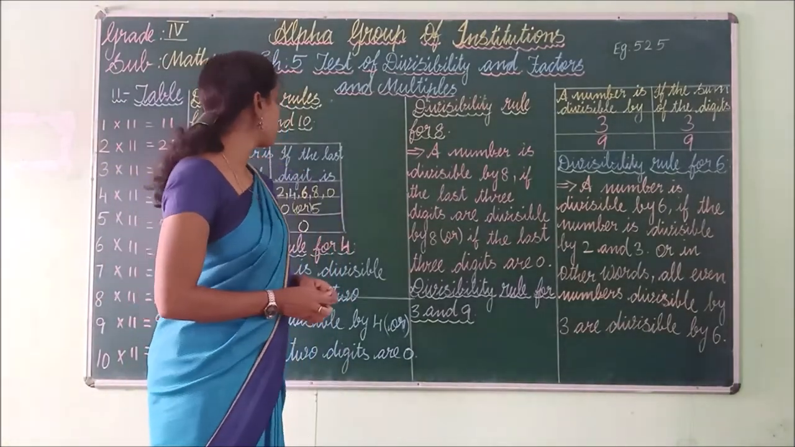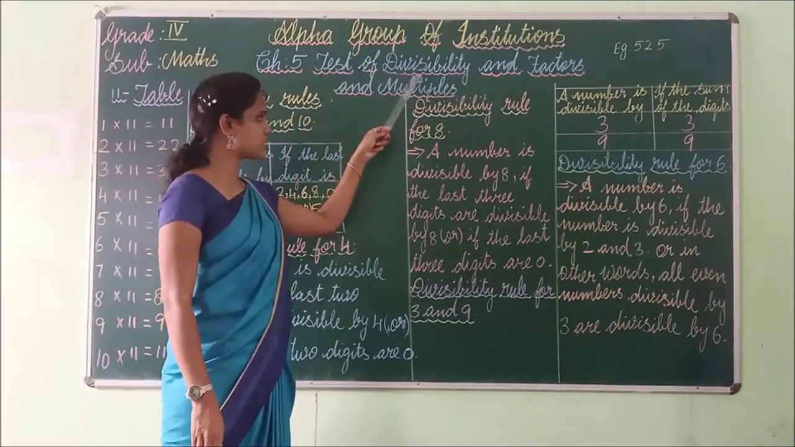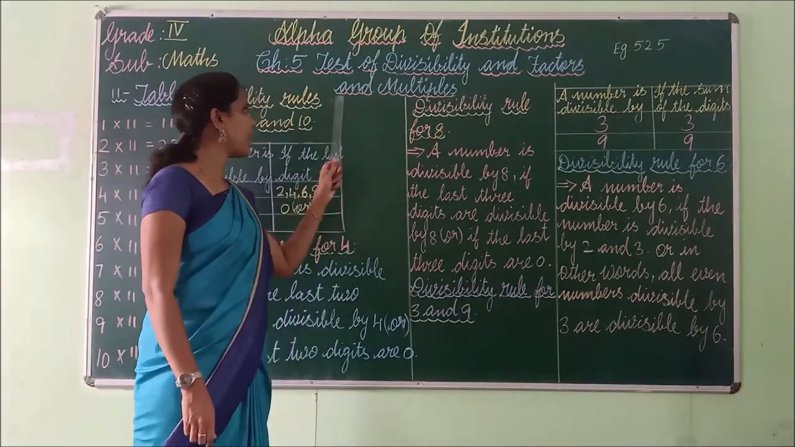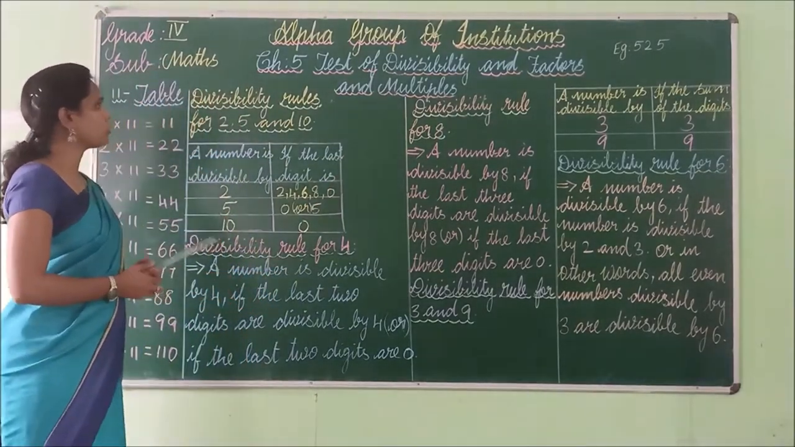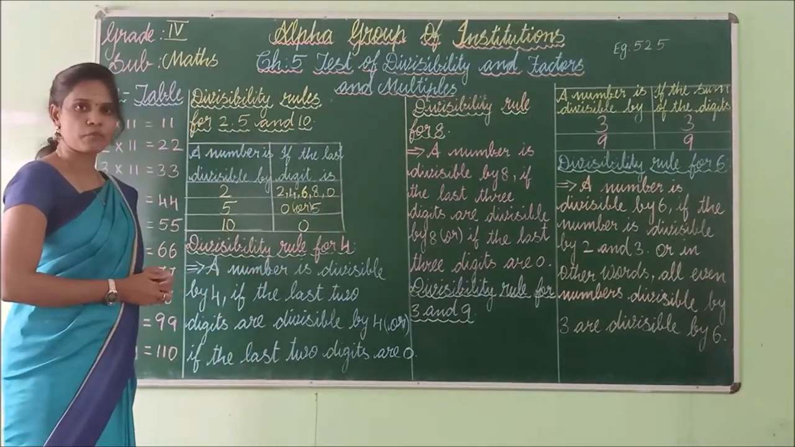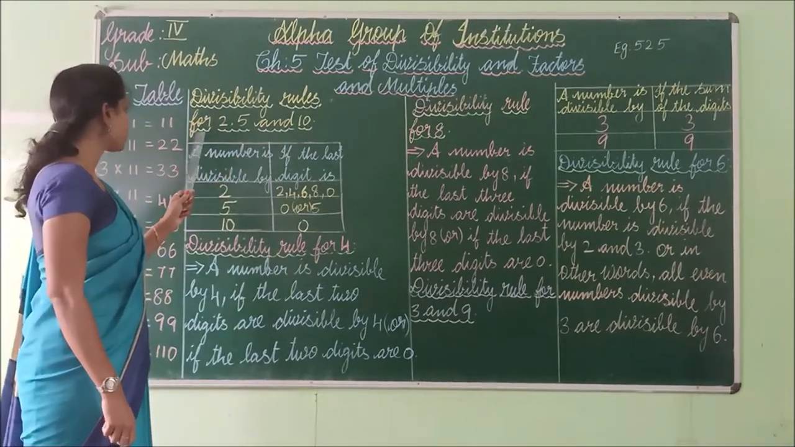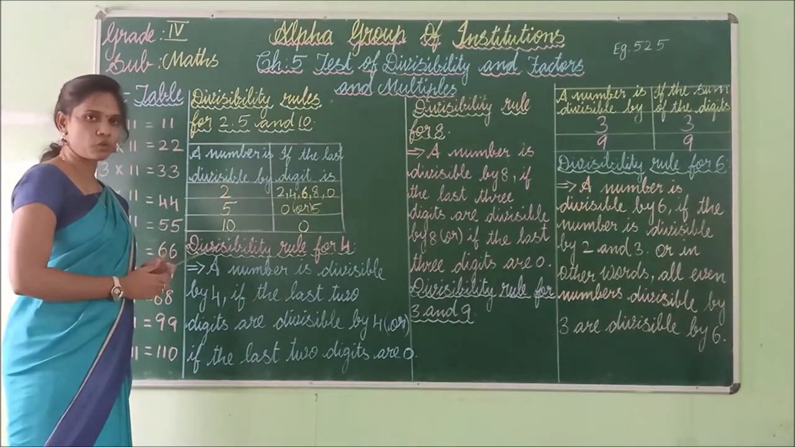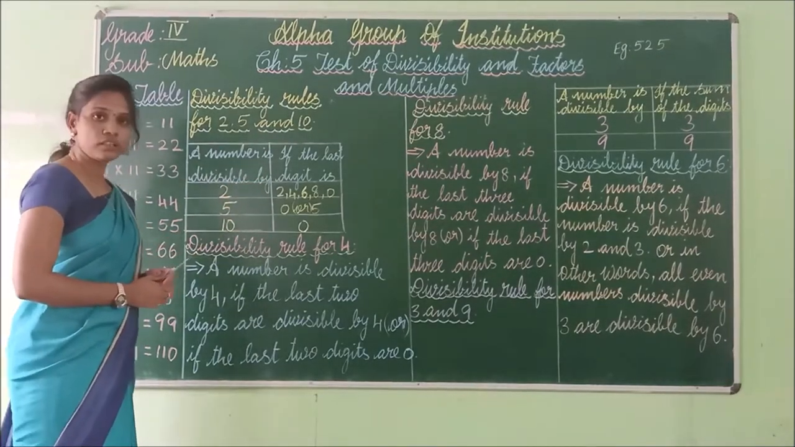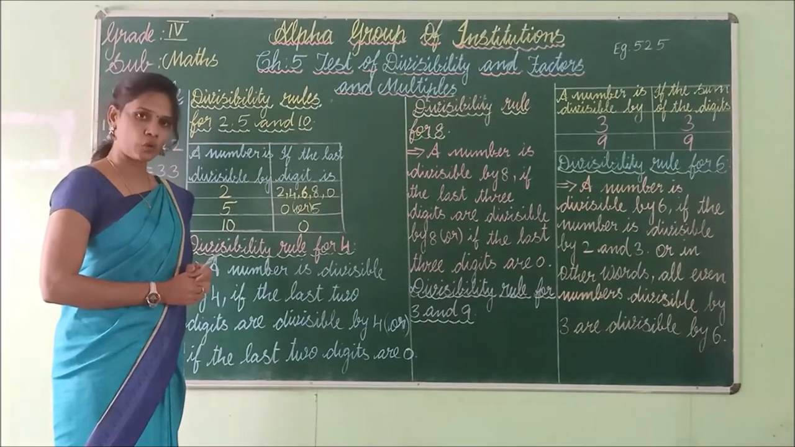Okay. Now we move on to the new chapter. Chapter 5, Test of Divisibility and Factors and Multiples. So before moving into the chapter, we can see some rules. See, divisibility rules for 2, 5 and 10. You have to know the rules. Before doing the problems, you should know the rules.